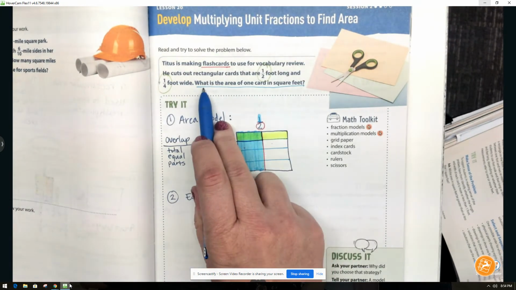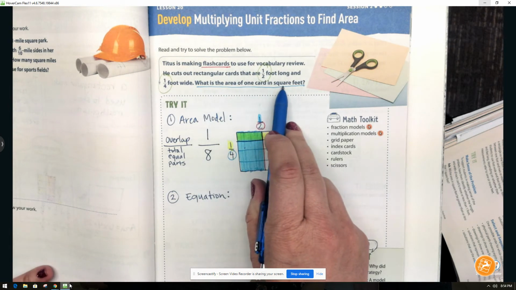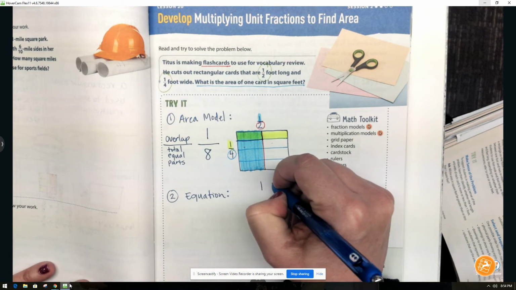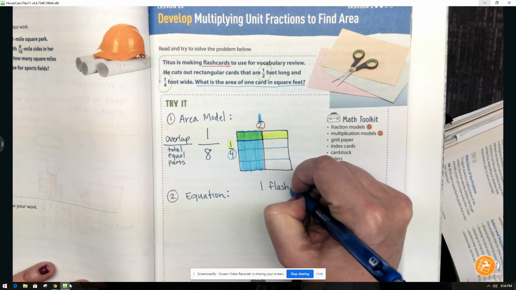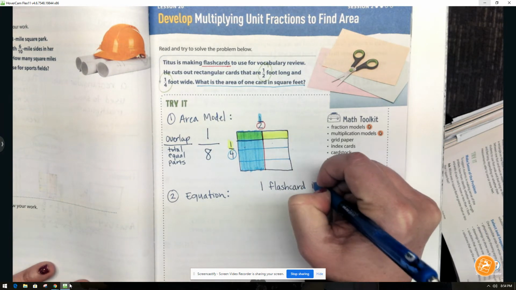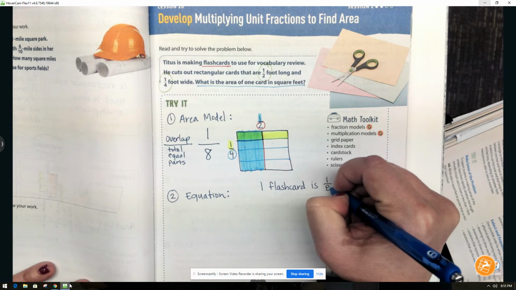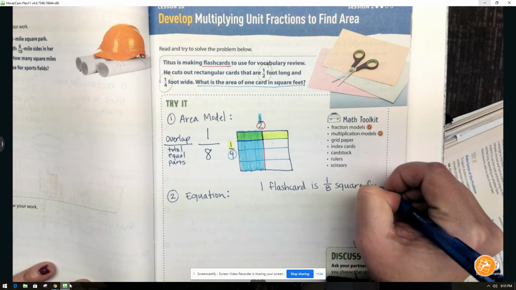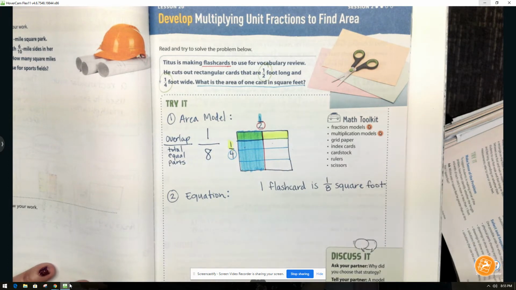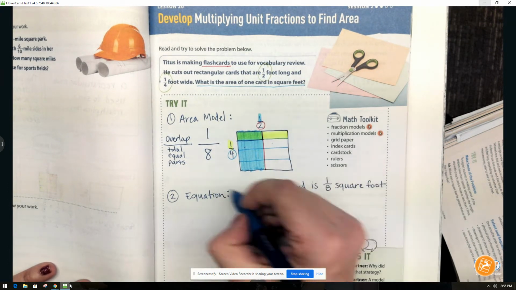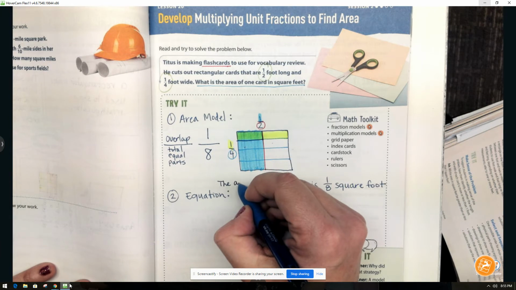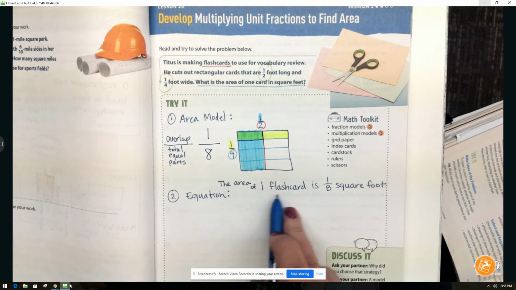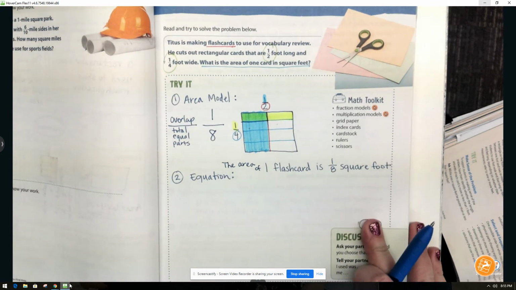So if I want to know what is the area of one card in square feet, I'm going to say one flashcard is 1/8 of a square foot. Oh, how about I add the area of, so there we go. The area of one flashcard is 1/8 of a square foot.